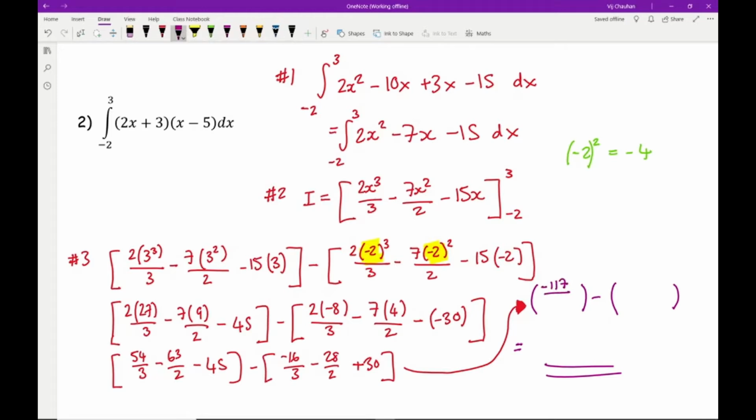So entering that first bracket, I get minus 117 over 2. And if I then enter the second bracket, so I've got minus 16 over 3 minus 28 over 2 plus 30, I get 32 over 3, and if I enter that all into my calculator, so I've got minus 117 over 2 minus 32 over 3, I get an answer of minus 415 over 6, and there is my final answer.